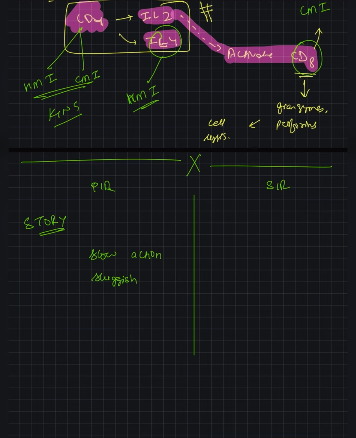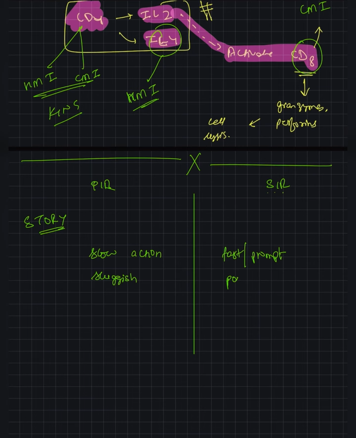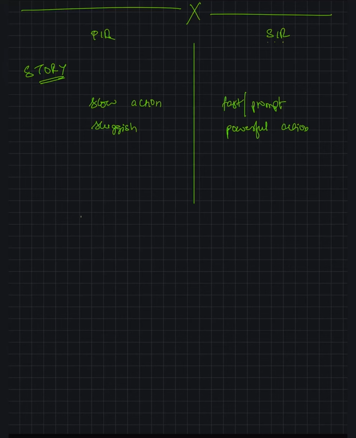And in case of secondary immune response, the action is very fast. Fast action, prompt action. Here, when the student did the whistling sound the second time, the teacher gave a very serious punishment. It means powerful action. We can also make a graph for this.